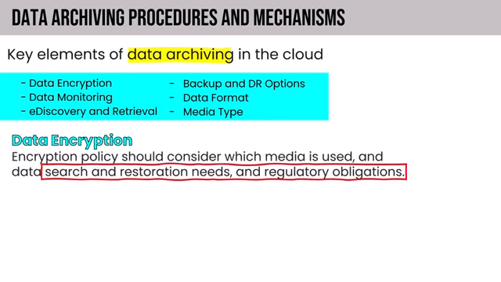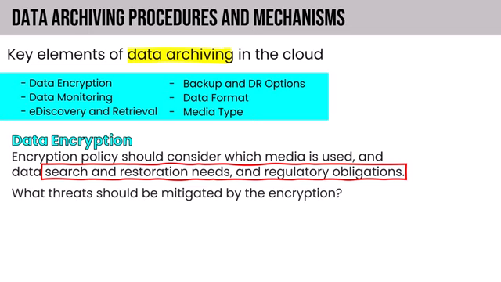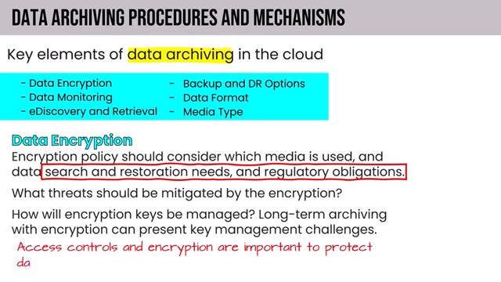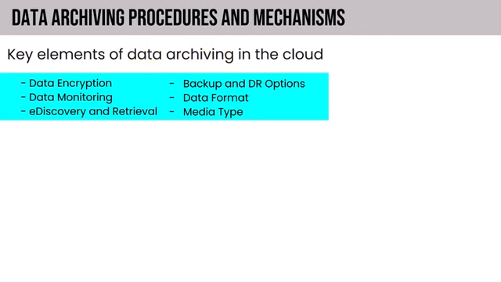So we'll start with encryption. Our encryption policy should consider which media is used and our data search and restoration needs, as well as our regulatory obligations. We need the right balance of security and retrievability, searchability. What threats should be mitigated by the encryption? How will the encryption keys be managed? Long-term archiving with encryption can present key management challenges. Access controls and encryption are important to protect data integrity by preventing unauthorized access.